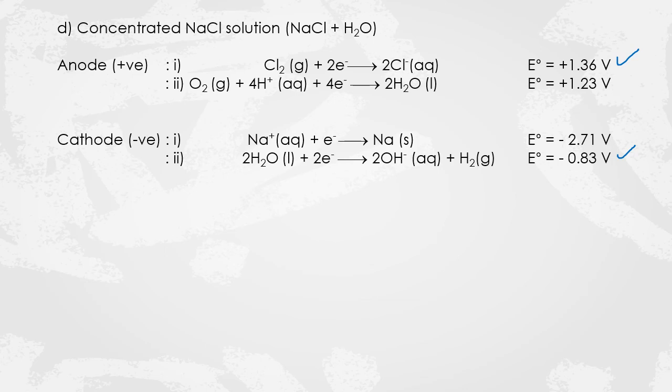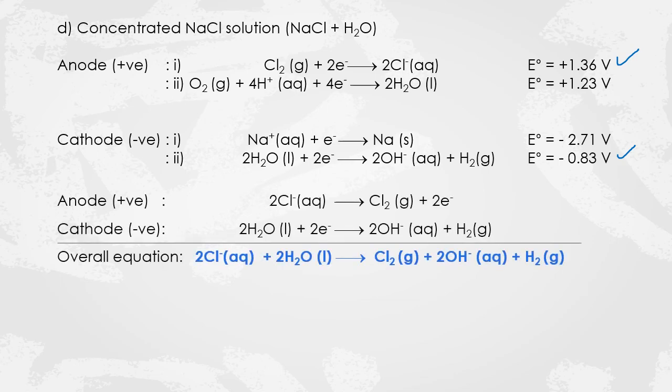So we're going to combine these two half-cell equations according to oxidation and reduction. So we're going to get the overall equation of 2Cl minus aqueous plus 2H2O liquid to give Cl2 gas plus 2OH minus aqueous plus H2 gas. We need to cancel the electrons, then only we can get the overall equation.